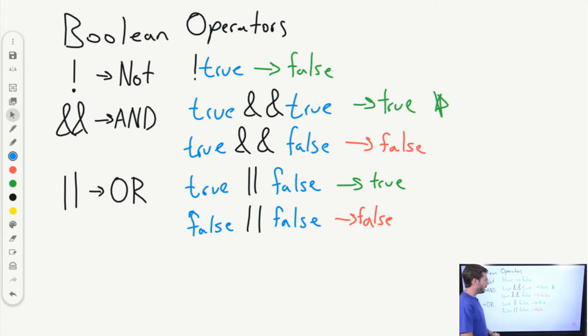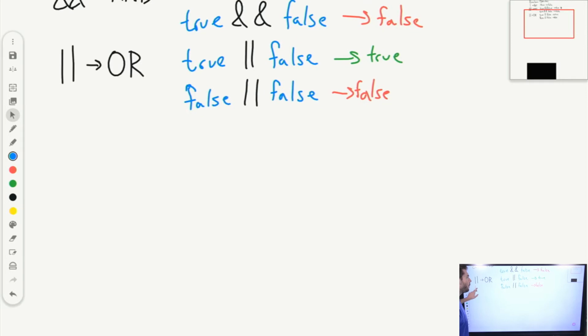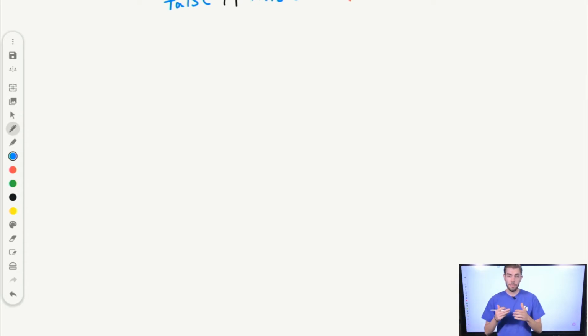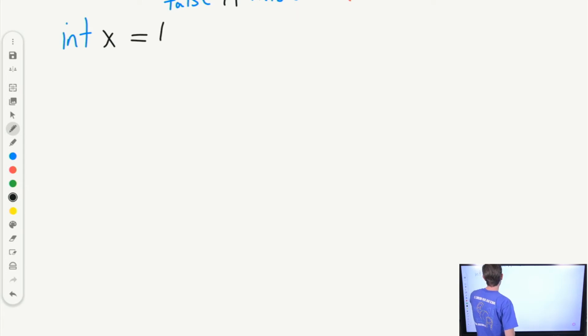Okay, so let's take a look at these in action. Let's say, for example, that we want to create a piece of code that checks if an integer is between a set of numbers. So our goal is to check if x is between a certain number. So let's say integer x, and let's give it a value of 15. And we want to check if it's between, say, 10 and 20.